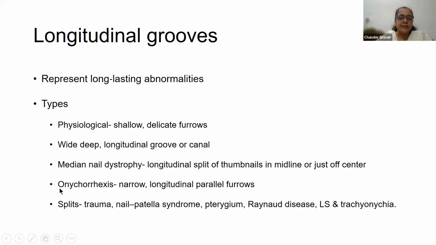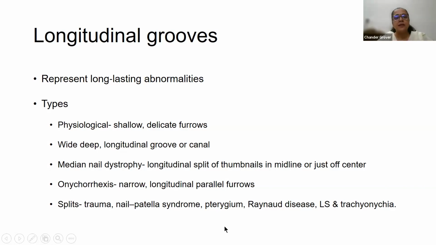Then onychorrhexis. These are narrow longitudinal parallel furrows. So you can use this term here, onychorrhexis, interchangeably with the physiological form, because they are narrow, longitudinal, parallel. There is no overlapping happening here. Splits, this format, only one of the formats, can also occur because of trauma, nail patella syndrome, a pterygium, which is a split because the fold is growing, Raynaud's, lichen striatus, and brachyonychia.